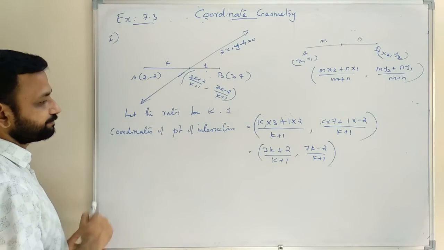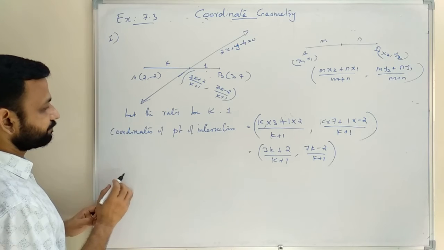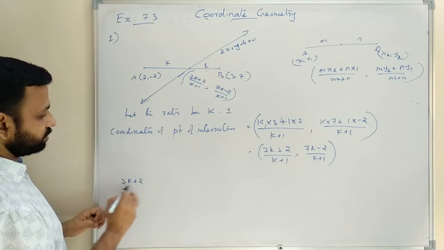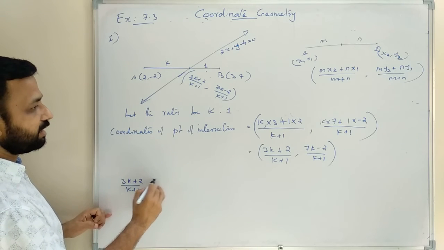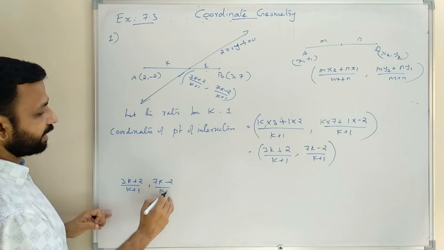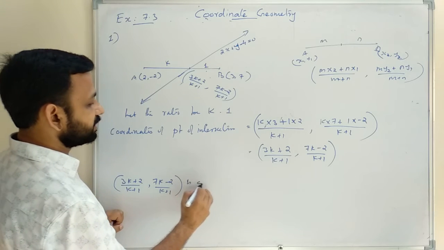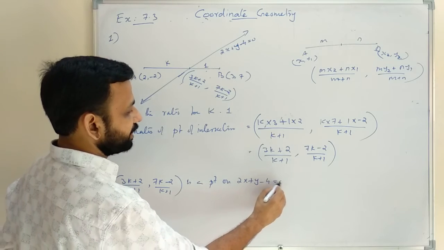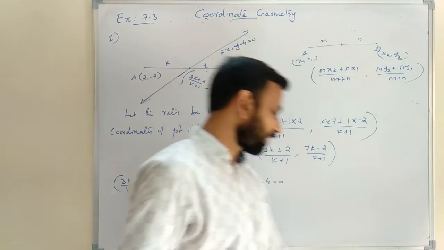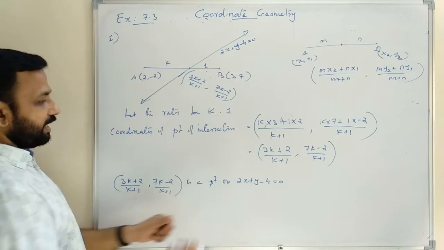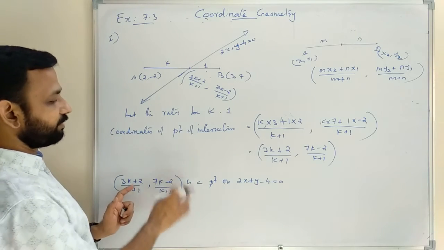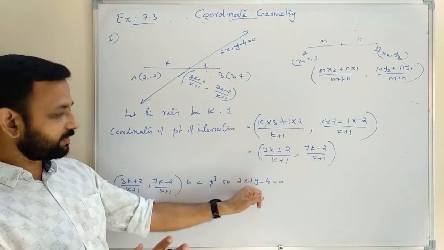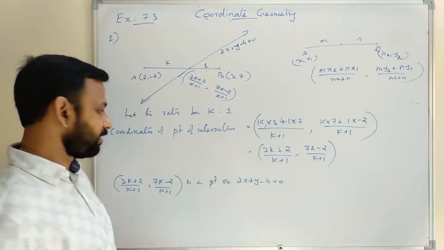Therefore ((3k + 2)/(k + 1), (7k - 2)/(k + 1)) is a point on 2x + y - 4 = 0. So we can replace the x coordinate and y coordinate in the equation, because the point's coordinates satisfy this equation. From there we will get the value of k.